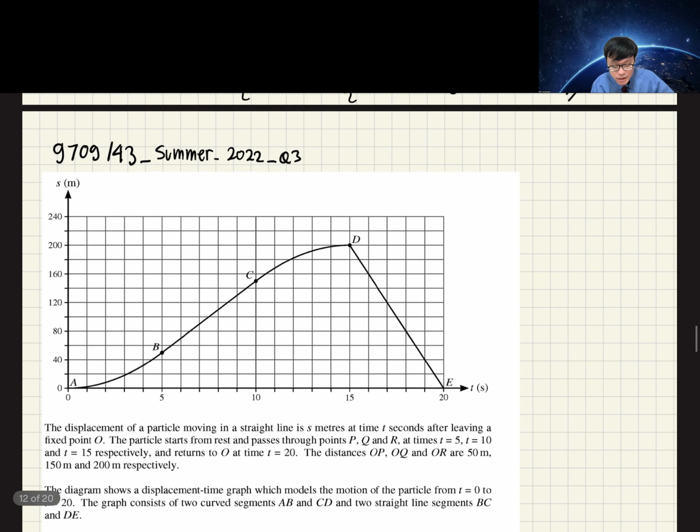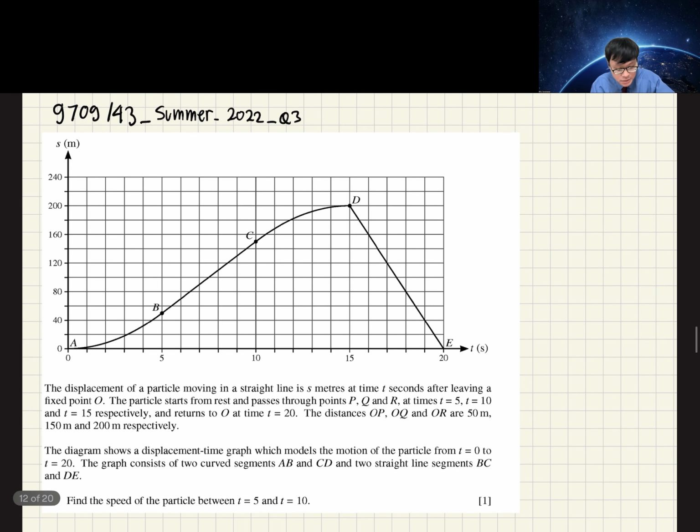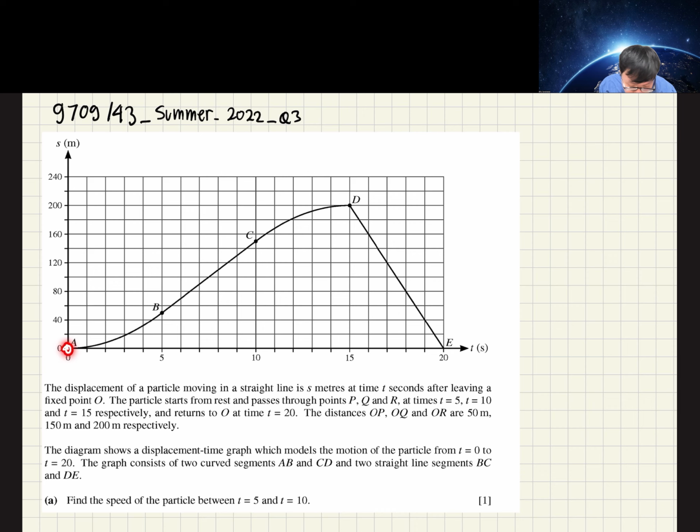Now, let's take a look at the first question. Here we have the displacement of a particle moving in a straight line after leaving a fixed point O. The particle starts from rest, so we know that the initial velocity is 0, and passes through points P, Q, R at times 5, 10, and 15. It reaches P at 5, Q at 10, and R when time is 15, and returns to O at 20. The distance OP is 50 meter.